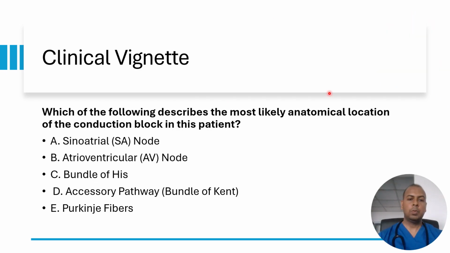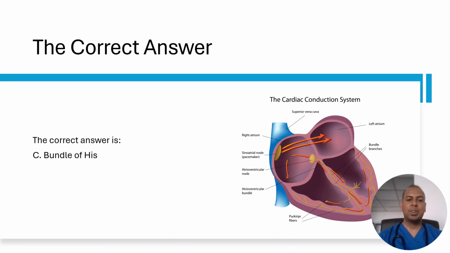So the question is, which of the following describes the most likely anatomical location of the conduction block in this patient? Option A, sinoatrial node, B, AV node, C, the bundle of His, D, the accessory pathway, or the bundle of Kent, or E, the Purkinje fibers. So at this point, you could pause the video if you wish and lock in your answer. All right, the correct answer is C, the bundle of His. So if you chose that, congratulations.